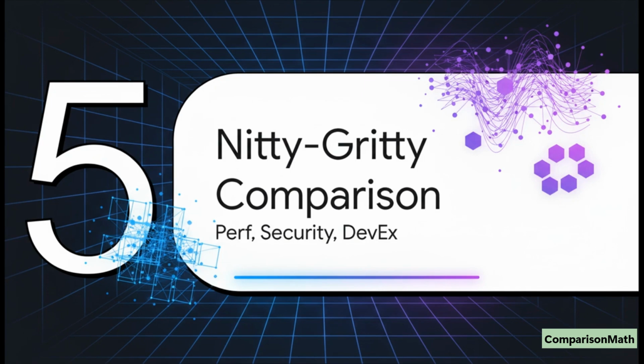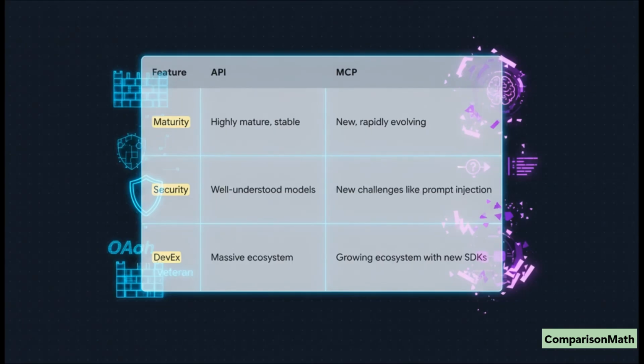All right, let's dig into the practical side of things, the nitty-gritty. Performance, security, and the developer experience. How do they actually stack up in the real world? As this table shows pretty clearly, APIs are the seasoned veteran. Their security models are battle-tested. MCP, on the other hand, is the talented rookie, and with that comes a whole new set of security headaches. We're talking about things like prompt injection, where a malicious user tricks your AI into running commands it shouldn't, or tool poisoning, where a compromised tool could mislead your entire agent. These are brand new frontiers for security.